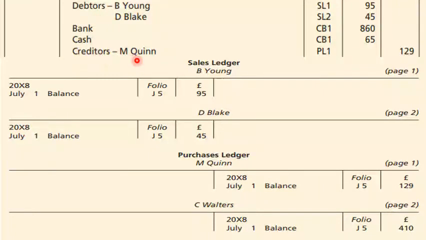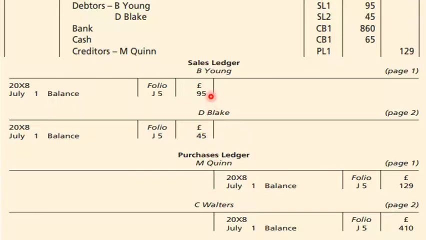The creditors, we have M Queen. Now creditors are people we bought things on credit, so we purchased things on credit, so they're supposed to be recorded in the purchases ledger. So of M Queen, we're going to credit 129. C Waters, we're going to credit 410. There should be C Waters here. It's just that there's not enough space for me to include C Waters here, but that's how to do it.